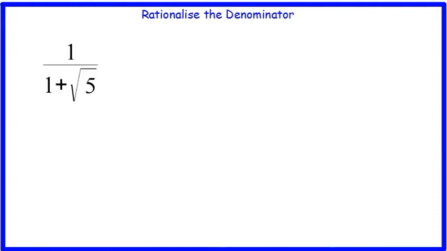Okay, now this is where it gets a little bit more advanced when there's a plus here. Now what you have to do is multiply that by 1 minus root 5. And let me explain why we're going to do this. So multiply the top line, that's not a problem. 1 times this just gives me itself. 1 times anything is itself.